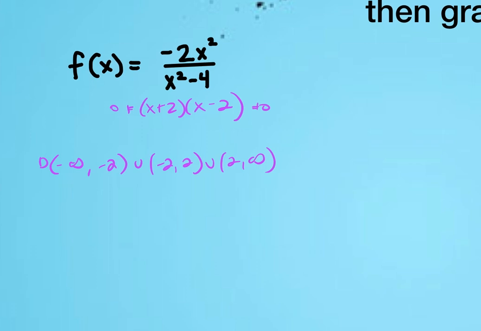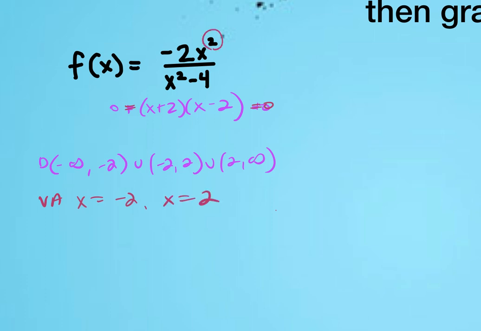Then I want to check for holes. Is there a hole? No. If there was a hole, I would cancel through and proceed after that. But there are no holes, which means I can go to the next thing, which would be vertical asymptotes, which means setting these equal to 0. x equals negative 2 and x equals positive 2.